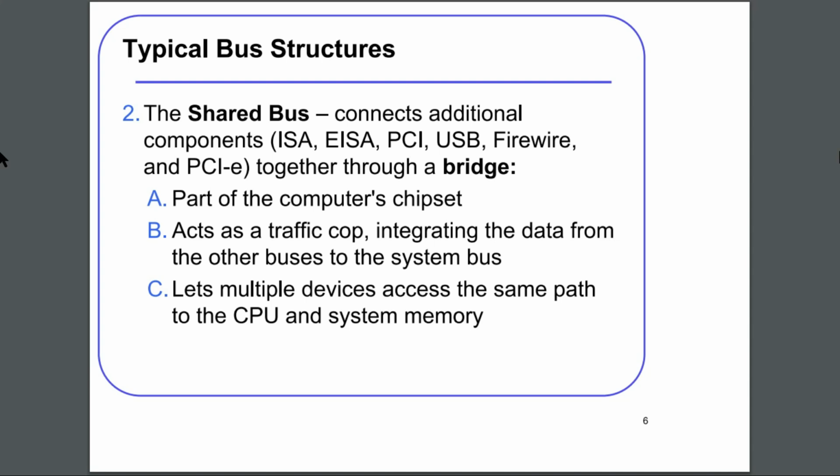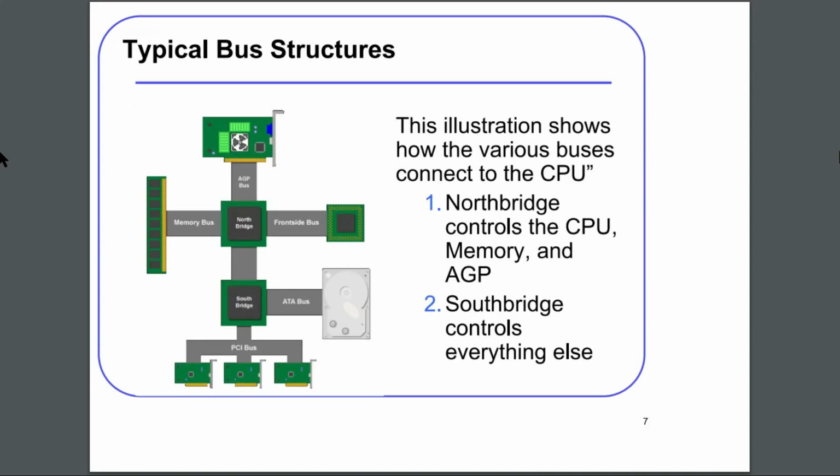So let's move to the next slide. And the next slide is for the typical bus structure. So you can see in the picture there are two bridges. First one is the north bridge and second one is the south bridge. The illustration shows how the various buses connect to the CPU, central processing unit. North bridge controls the CPU, memory and AGP, and south bridge controls everything else.